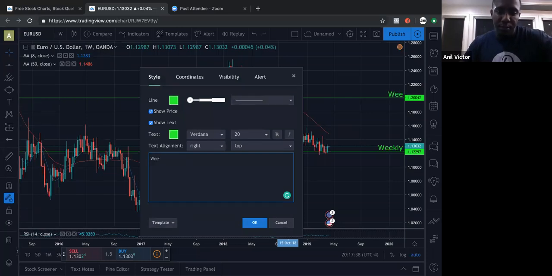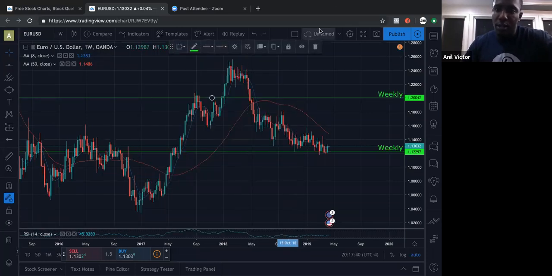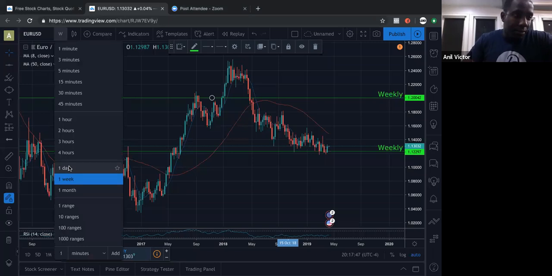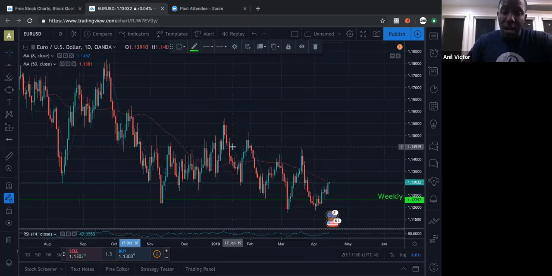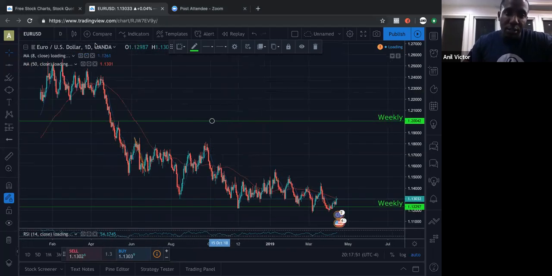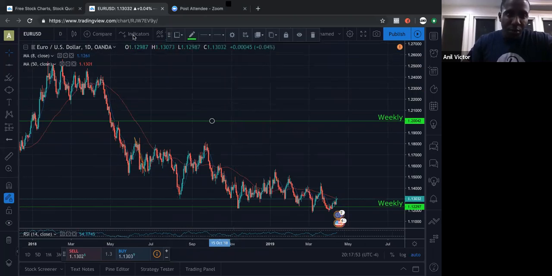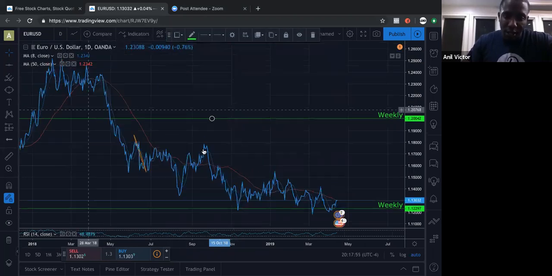2 is good enough, as long as you got a support and a resistance from a weekly perspective. All right? So now let's look at the daily. So we're breaking it down even further. So now we have more price action taking place. So same situation. We're going to come here, look at the line charts.